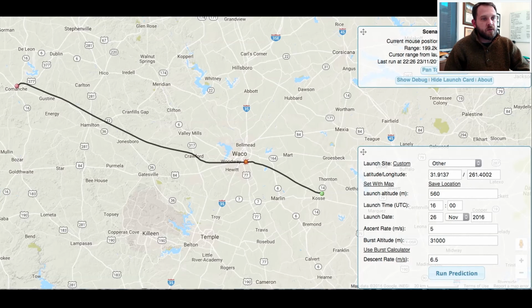This is a visual. This was our initial estimated balloon track.